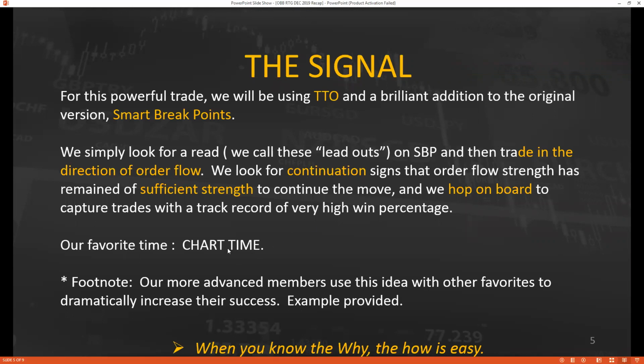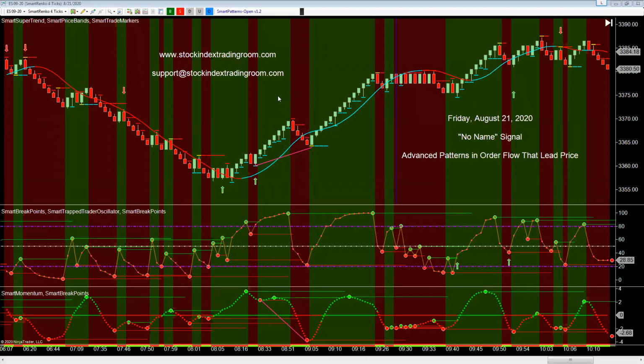Now, our favorite time in our recaps is chart time. Hopefully it is yours too. Now, I will share this with you. Our more advanced members in the room use this idea with their other favorites to just dramatically increase their chances of success. And I've got an example from Friday that I'm going to share with you and how they go about doing this. So here's our room chart for Friday.